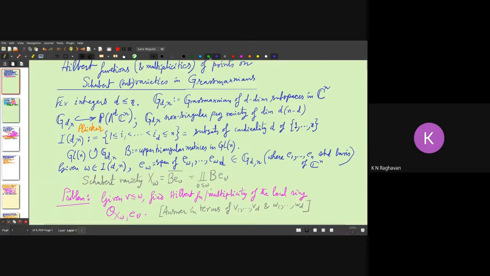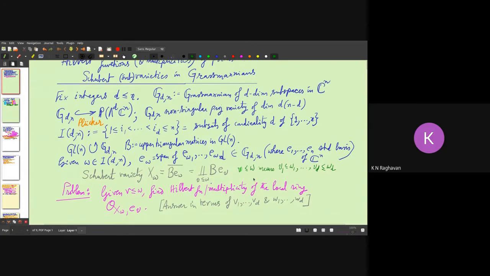Let me use green ink for it. So V less than or equal to W means, just to remind you, V1 less than or equal to W1, and so on up to Vd less than or equal to Wd. Okay, so this defines a partial order on I(d,n), and so EV belongs to XW if and only if V is less than or equal to W in this partial order.